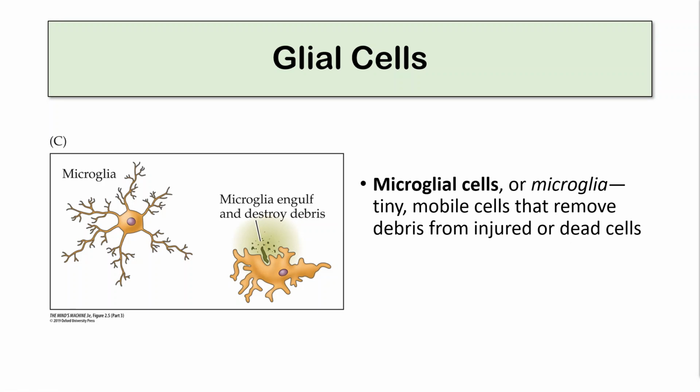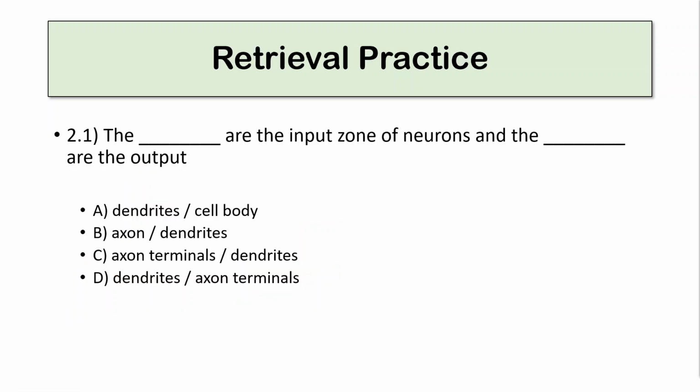Okay, with all of that, let's go ahead and end this particular lecture with a retrieval practice question. For this question, I want you to answer: the blank are the input zones of neurons, and the blank are the output. So just name in order the input and the output of the neurons, and indicate which answer it is. And we'll be speaking more about the rest of the nervous system in the following lectures.